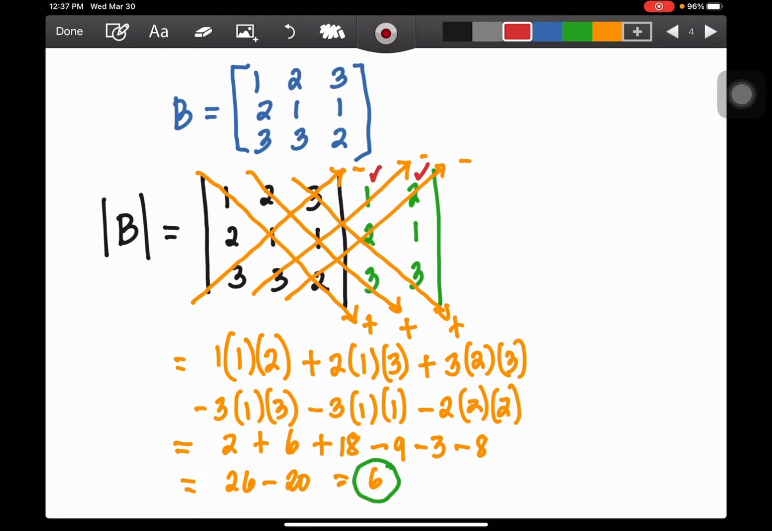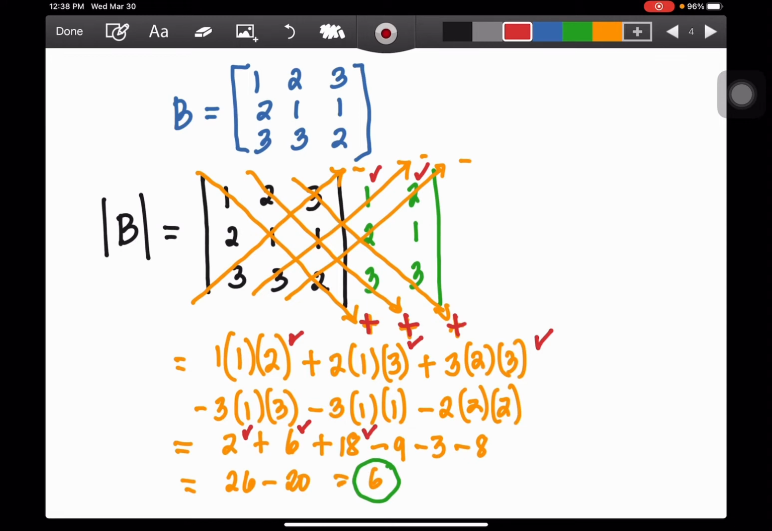Then after which we shall proceed in multiplying downwards. You have 1 times 1 times 2 times positive 1. That gives us 1 times 1 times 2, which happens to be equal to 2. Then we have 2 times 1 times 3 times positive, so you have positive 2 times 1 times 3, which is equal to positive 6. Then 3 times 2 times 3 times positive 1. That gives us positive 18.